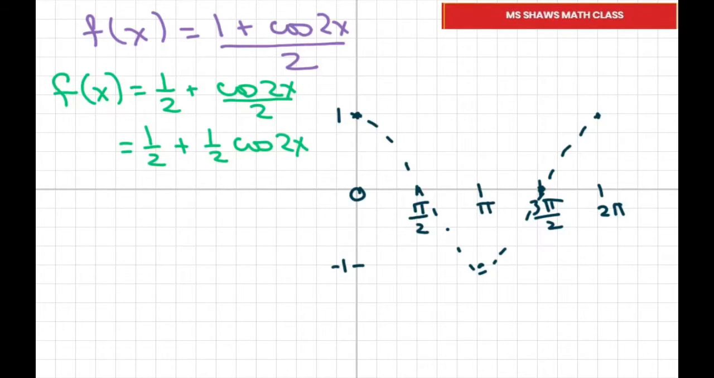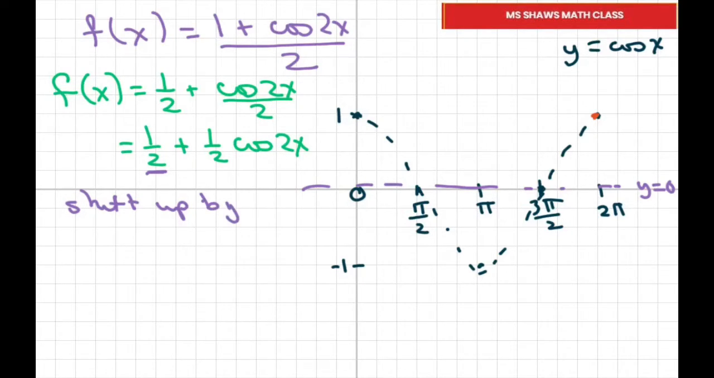Over here is your typical cosine. This black one here is just y equals cosine of x, your parent function. And notice that the center line here is y equals 0. So basically we have a vertical shift up by 1/2. That means that's your new center line. So instead of at y equals 0, we're going to be starting at y equals 1/2.